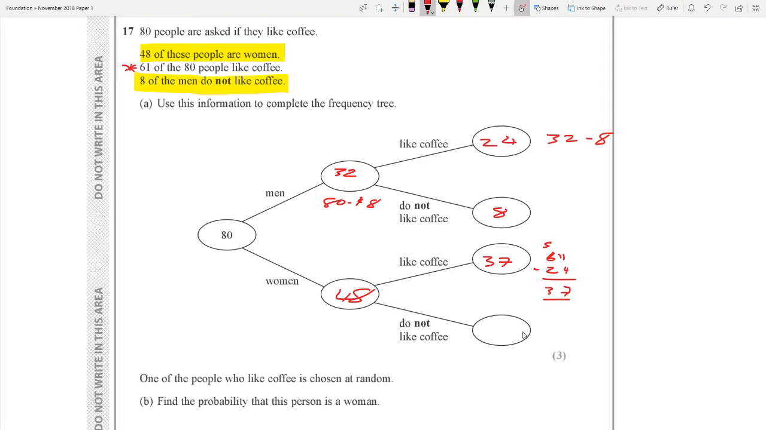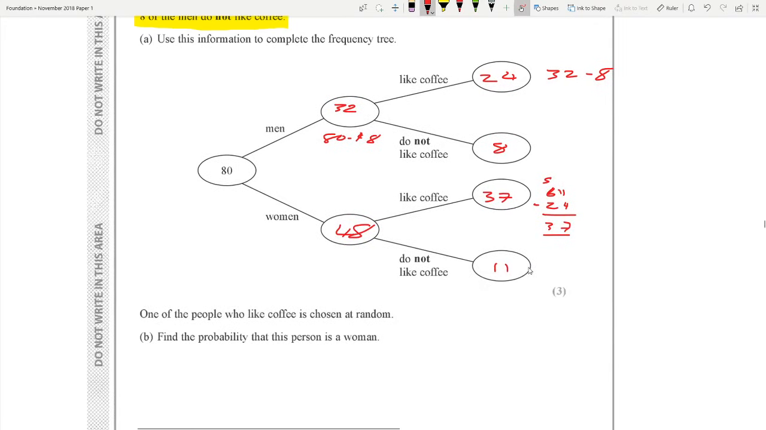So the last one we can just fill in: how many women did not like coffee? Well, if 37 liked it and there was a total of 48, 48 take away 37 is 11. So that was that part. Okay, moving on.